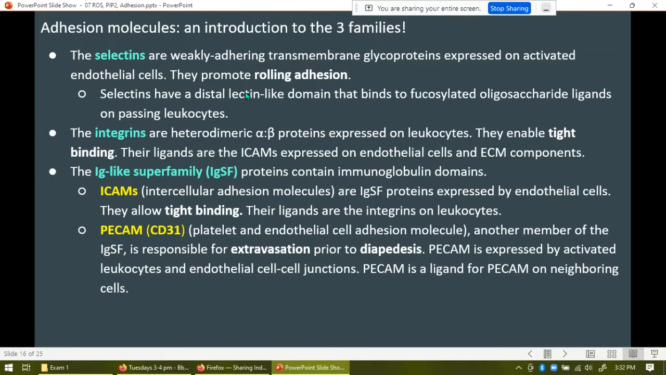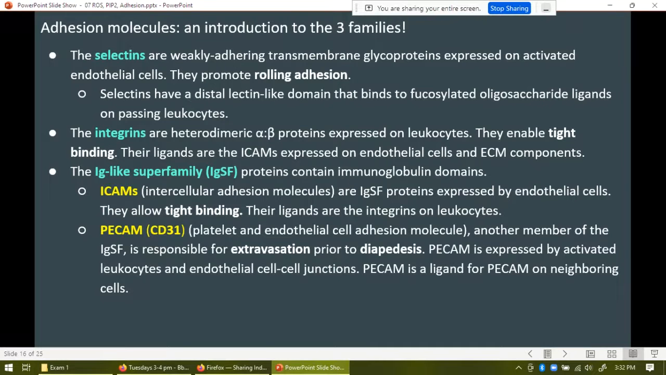Selectins have a distal lectin-like domain, and that's their binding domain. It binds to fucosylated oligosaccharide ligands on leukocytes. For example, the sialyl Lewis X blood group on neutrophils and T cells, and basophils is a ligand for P and E selectin.